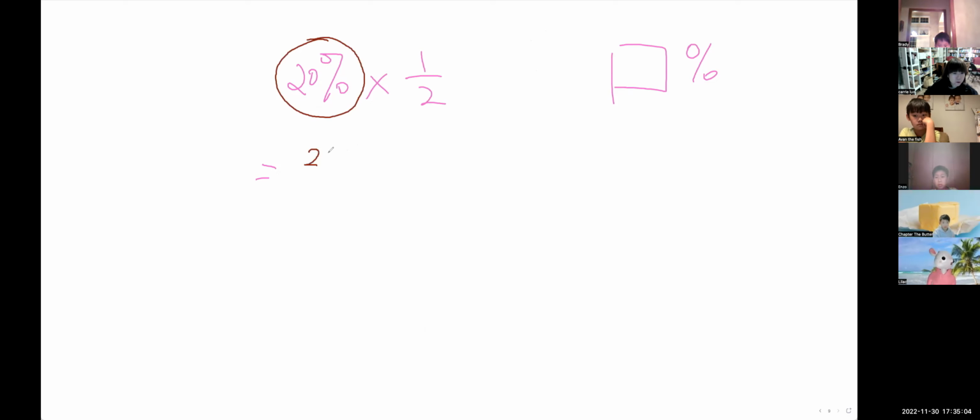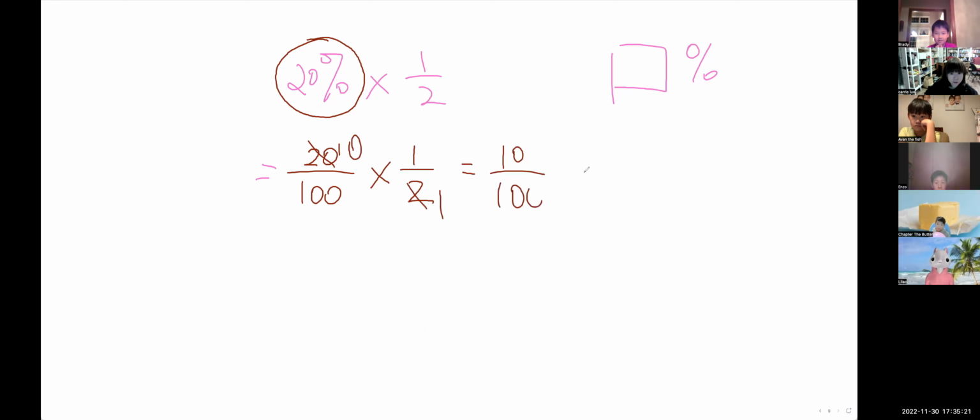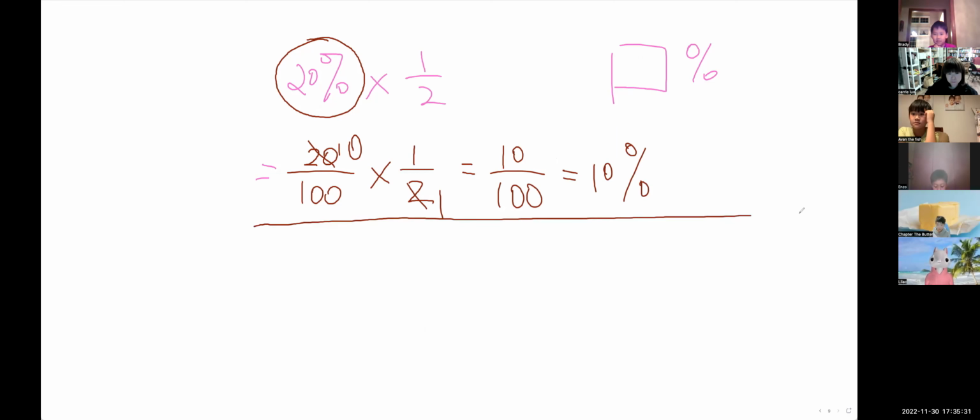Is it equal to 20 over 100, Brandy? Yes? Okay, so times 1 over 2. So equals what? 10 and 1. So the answer is 10 over 100 equals 10%. Evan, 下一次啊，自信一点，直接把答案告诉老师啊。Okay, chapter, congratulations, you get it right as well.